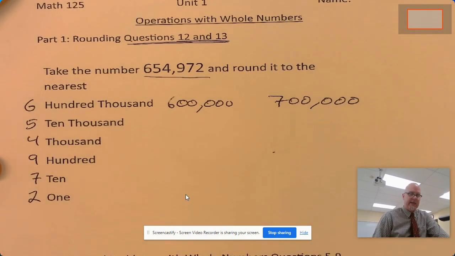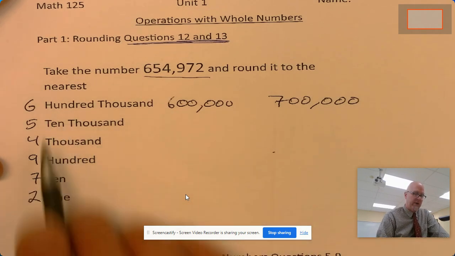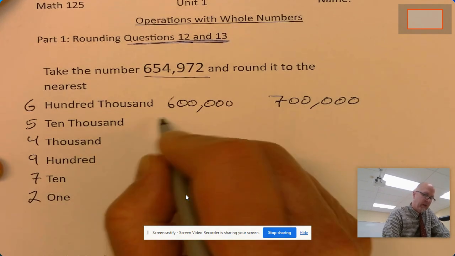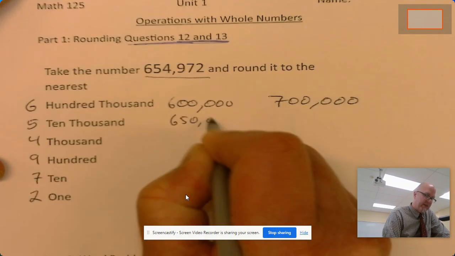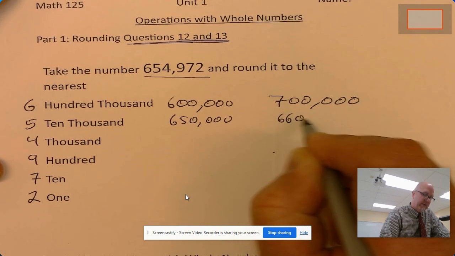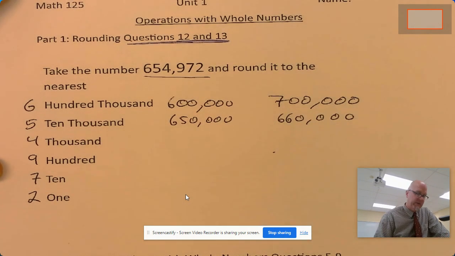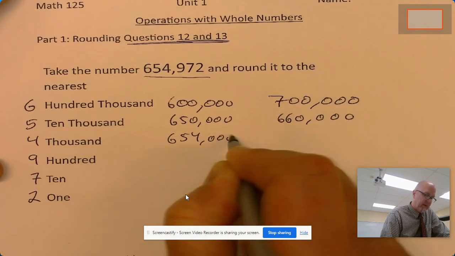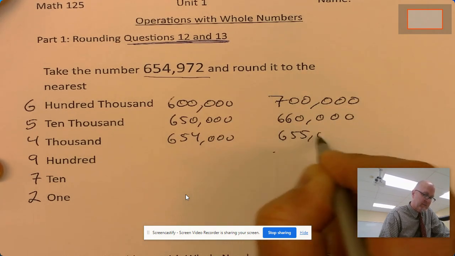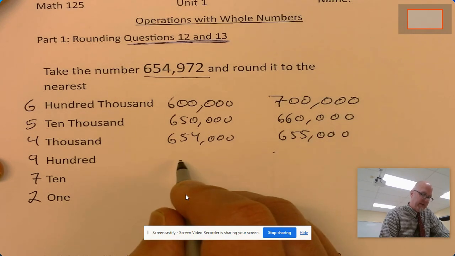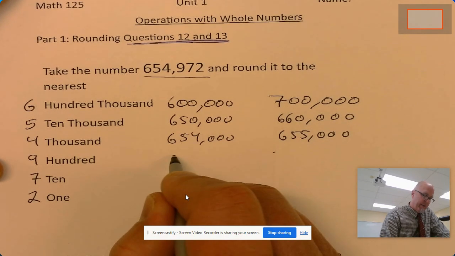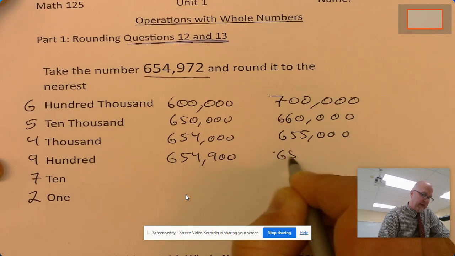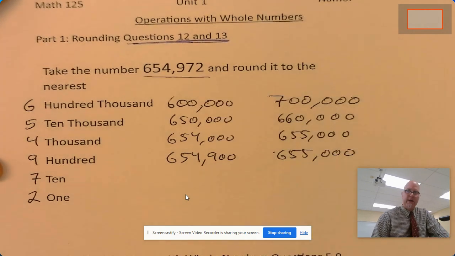So the numbers that came from this large numeral are here on the side. If I'm talking about 10,000s, I'm focusing on the 5. The 2 choices for rounding to the nearest 10,000 are these. The 2 choices for rounding to the nearest 1,000 are these. The 2 choices for rounding to the nearest 100, and this one's a little tricky, would be 900, or it would be 1,000, rounding it up.